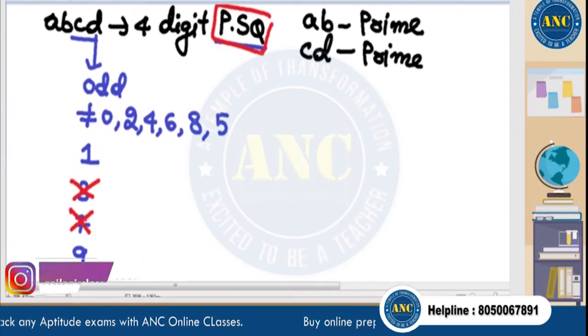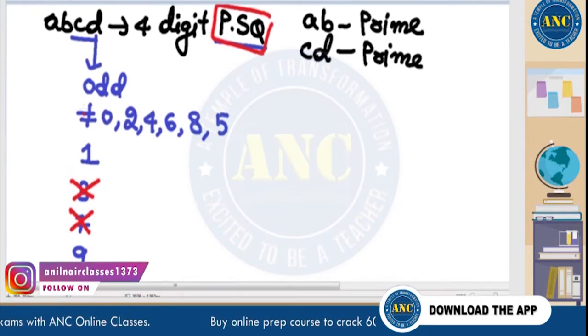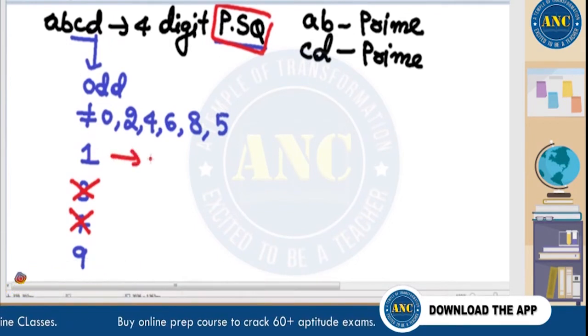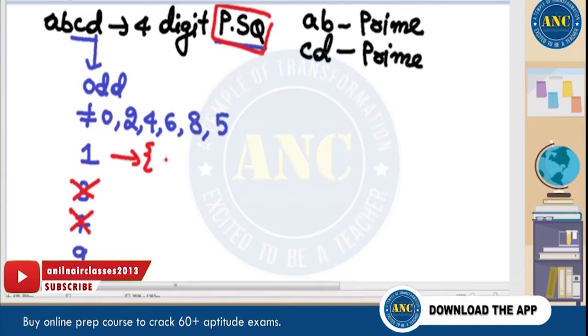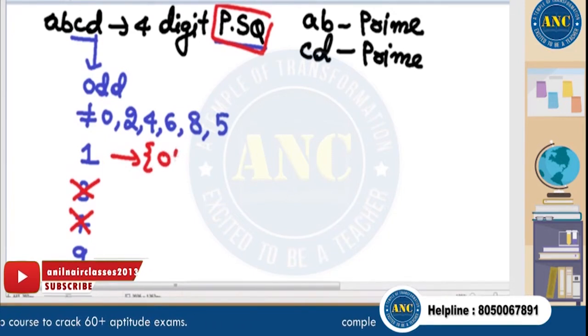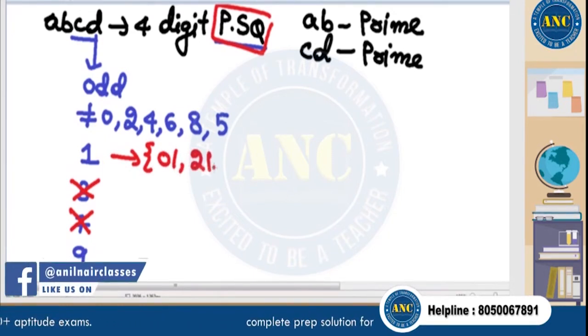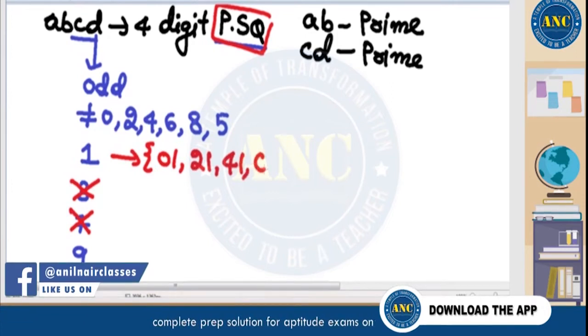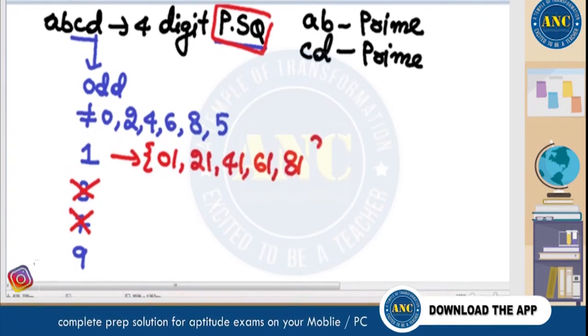A perfect square will not end with 3 or 7. It is ending with 1. What is the nature of a perfect square ending with 1? Tens place will be even. 01, 21, 41, 61, 81. These are all the values.